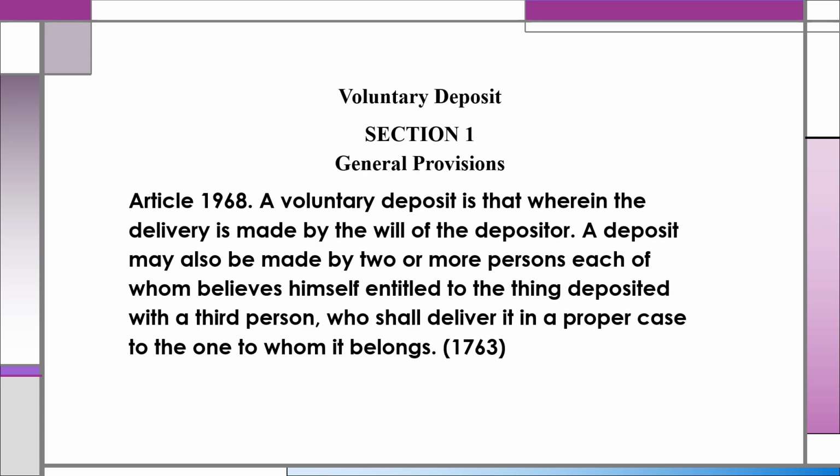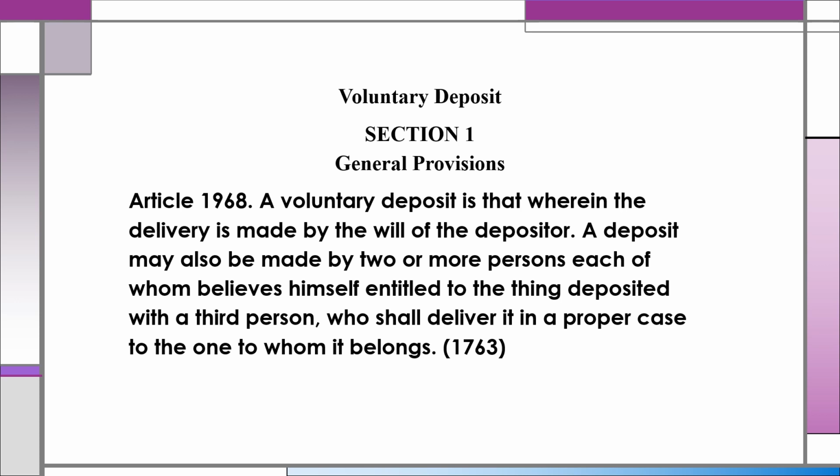Article 1968. This is the definition of voluntary deposit. It says, a voluntary deposit is that wherein the delivery is made by the will of the depositor. A deposit may also be made by two or more persons, each of whom believes himself entitled to the thing deposited, with a third person, who shall deliver it in a proper case to the one to whom it belongs.